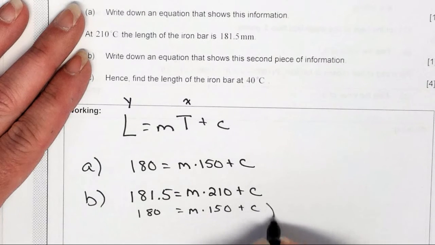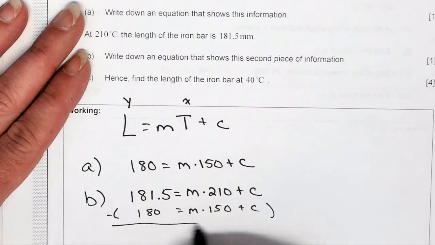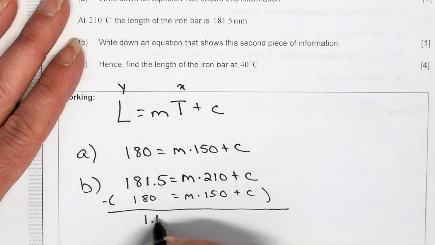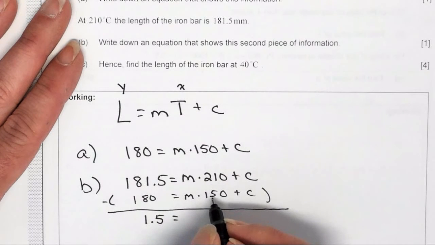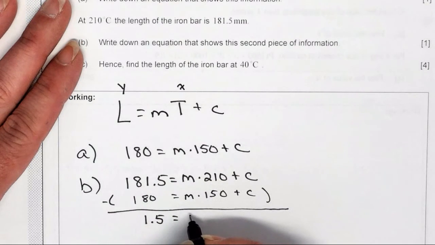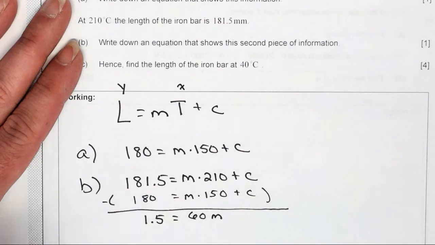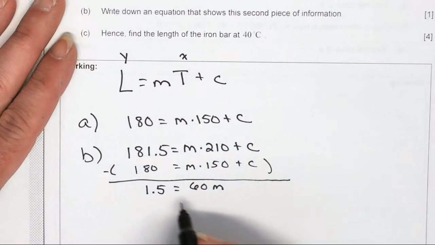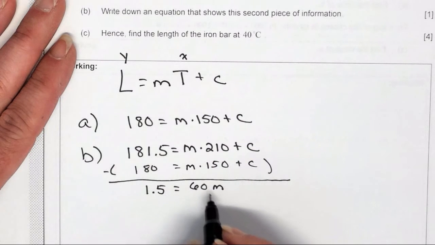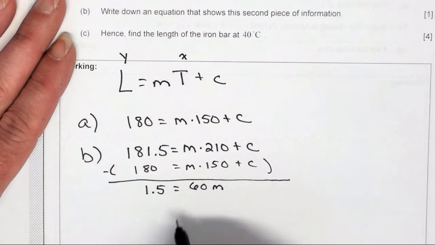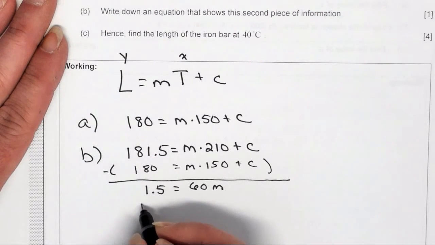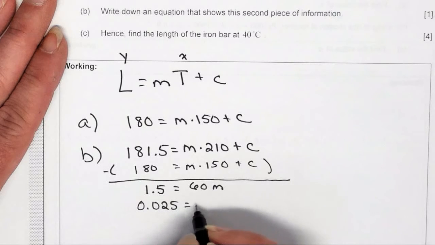If I subtract the second one from the first one, 181.5 minus 180 is 1.5. 210 minus 150 would be 60, times the M. What happens to the C's? They're gone, right? C minus C. Okay, so I have 1.5 equals 60M. Somebody take 1.5 and divide by 60. 0.025.